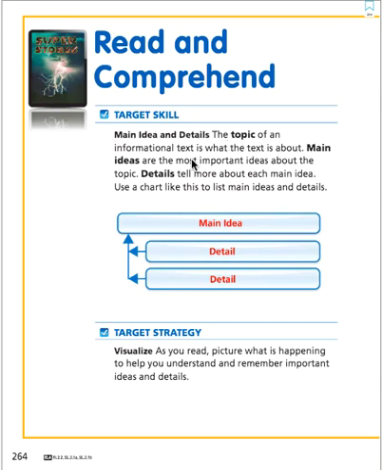The topic of an informational text is what the text is about. Main ideas are the most important ideas about the topic, and details tell more about each main idea. And you can use a chart like this to list main ideas and details. We will have a chance to do that as well. So we will be talking about main ideas and details this week as our target skill. Now let's read Superstorms.